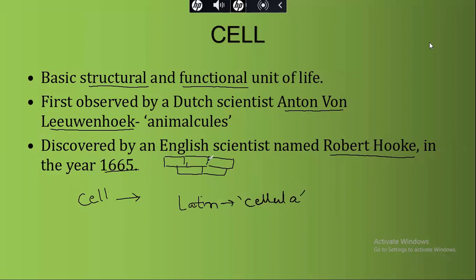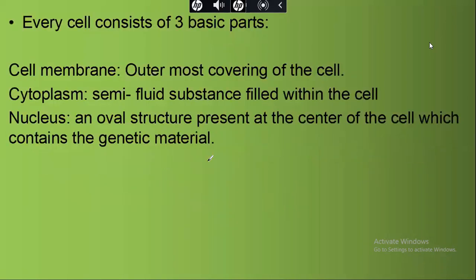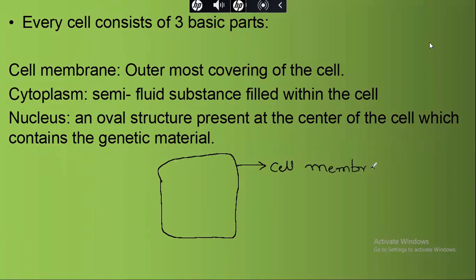Usually the cells have three main and basic parts. Every cell consists of three basic parts. First is the cell membrane, which is the outermost covering of the cell. Imagine this as a cell. So this outer covering is known as cell membrane. And the second basic part you see in the cell is cytoplasm.